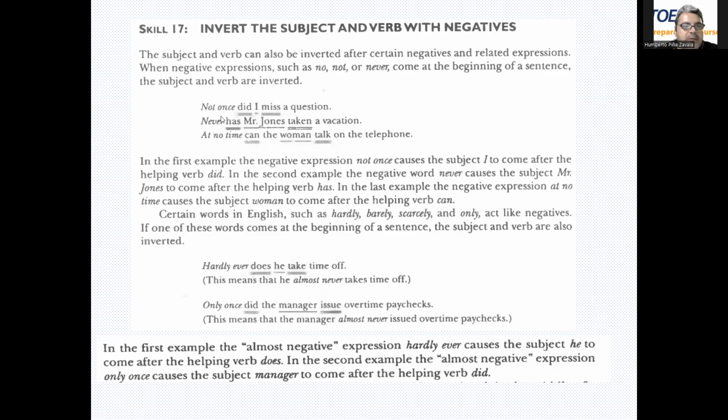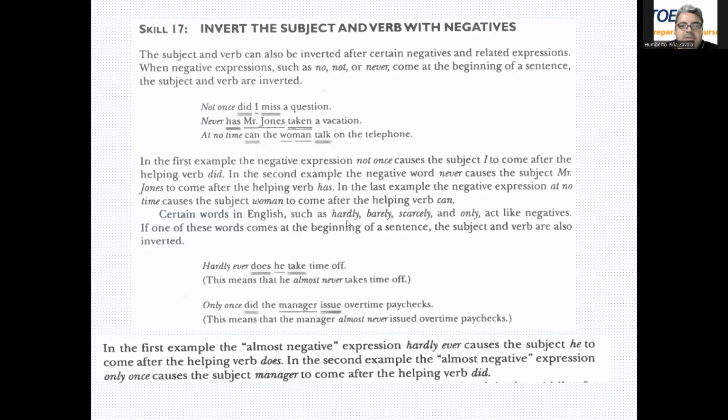In the first example, we have: Not once did I miss a question. The negative expression not once causes the subject I to come after the helping verb, the auxiliary verb did. Never has Mr. Jones taken a vacation. In the second example, the negative word never causes the subject Mr. Jones to come after the helping verb has. At no time can the woman talk on the phone. In the last example, the negative expression at no time causes the subject woman to come after the helping verb can. So: Not once did I miss the question. Never has Mr. Jones taken a vacation. At no time can the woman talk on the phone.